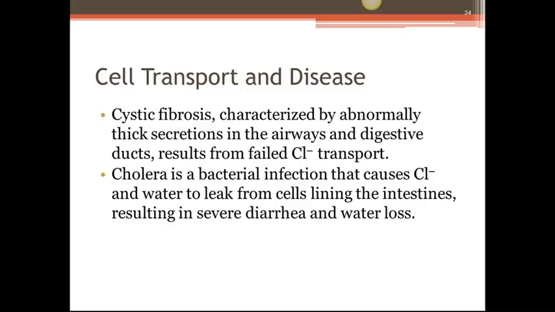Cell transport and disease. Cystic fibrosis is characterized by abnormally thick secretions in the airways and digestive ducts and is a result of failed chlorine transport into cells. Cholera is a bacterial infection that causes chlorine and water to leak from cell linings in the intestines, resulting in severe diarrhea and water loss.